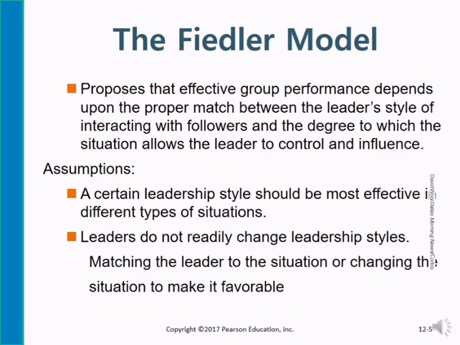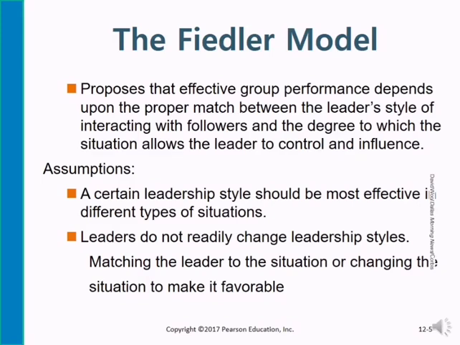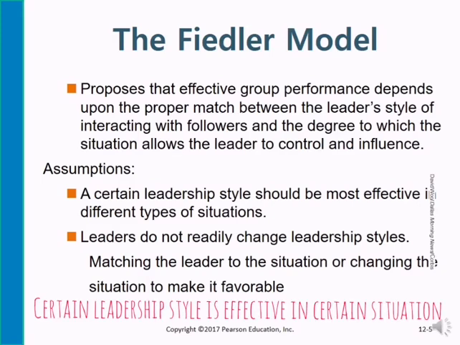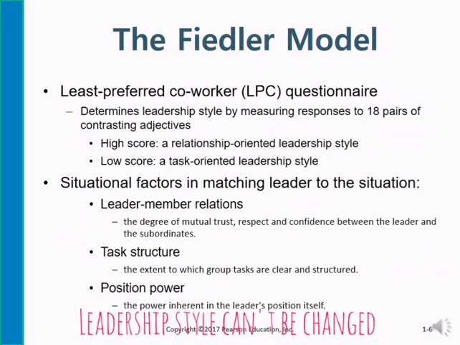The first comprehensive contingency model for leadership was Fiedler's contingency model. In this model, effective leadership is contingent on, or depends on, the characteristics of the leader and on the situation. This model helps to explain why a manager may be an effective leader in one situation and ineffective in another. According to this model, effective group performance depends on the proper match between the leader's style of interaction and the degree to which the situation gives control and influence to the leader. The main assumption in this model is that leaders do not readily change their leadership styles. So what we can do is to match the leader with the situation.